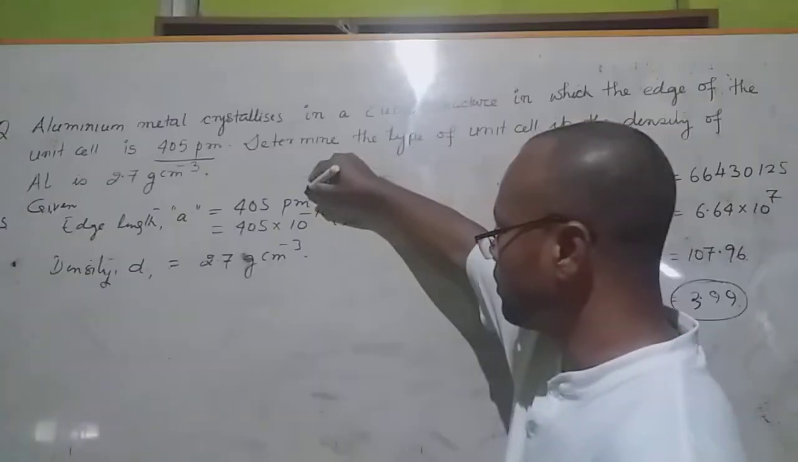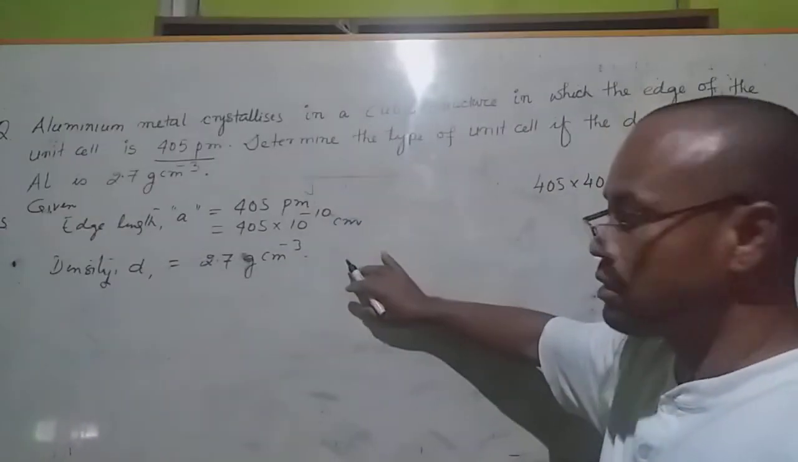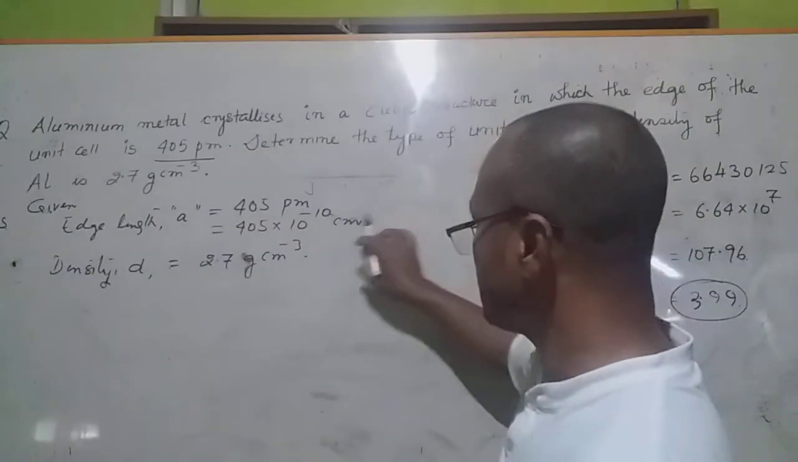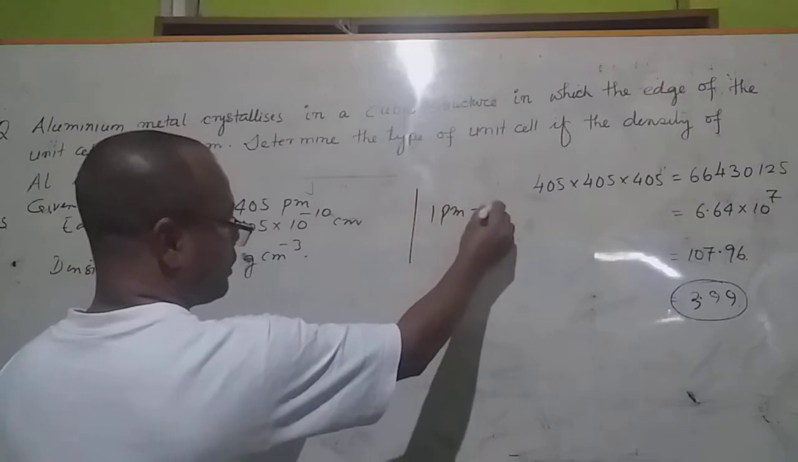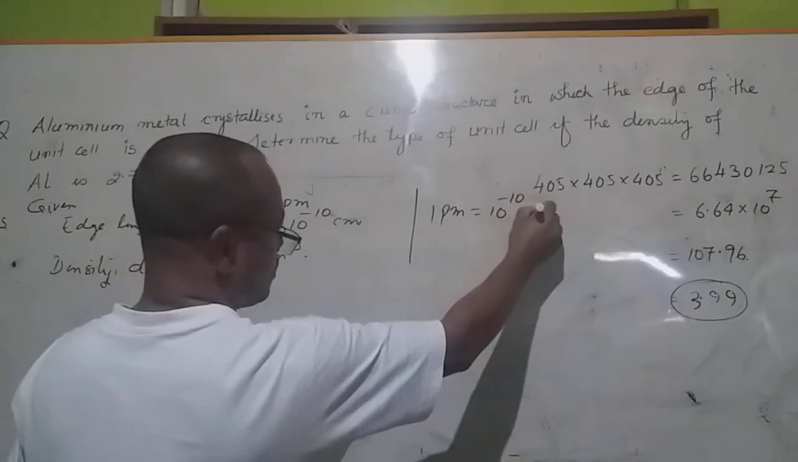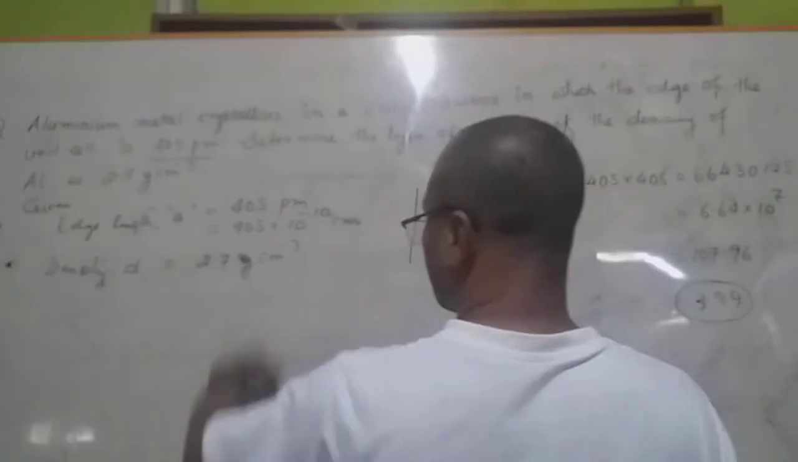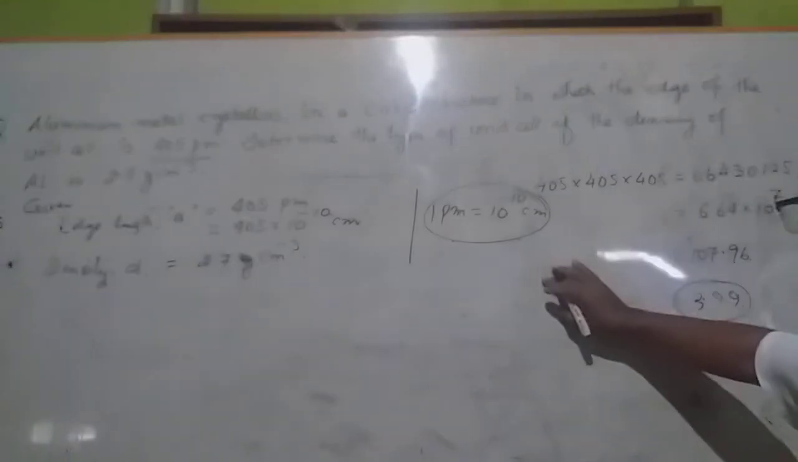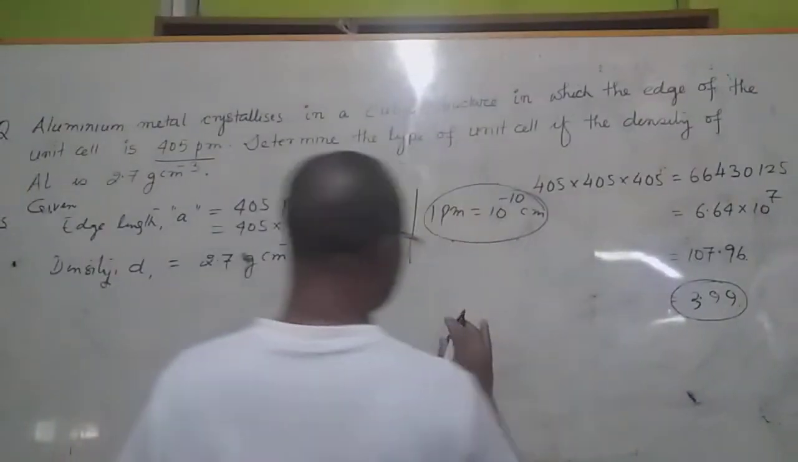Now this is picometer and this is centimeter, so the unit of distance must be the same, so we convert it into centimeter. Here 1 picometer is equal to 10 to the power minus 10 centimeter. You remember this one, okay? Now from these two parameters, how do we calculate the type of the unit cell?